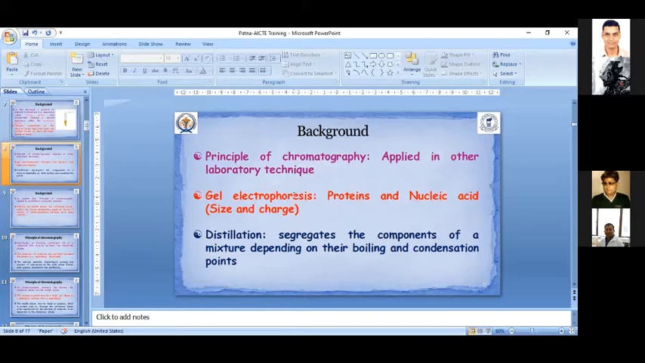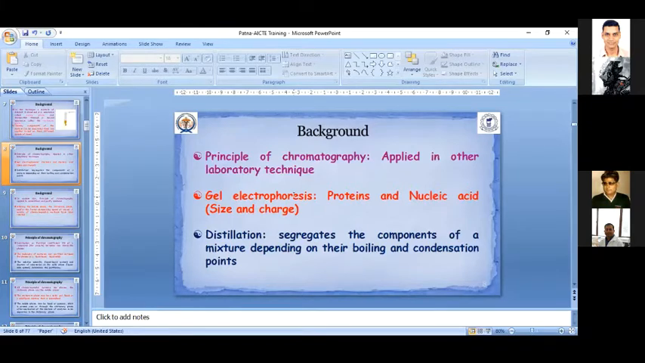is based on the partition or distribution of molecules between two immiscible phases, right? One phase is called the stationary phase, which is made up of liquid or solid, and the molecule mixture may partition between these phases depending upon their solubility and their degree of adsorption.